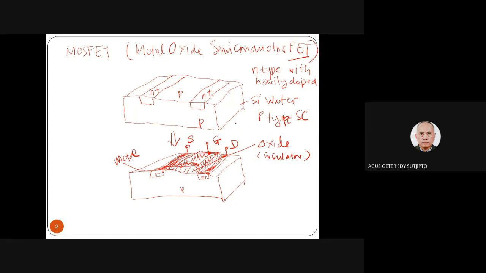Hot dog transistor, we call it the FET, field effect transistor. The simple field effect transistor that we have discussed, where the gate controls the current of the drain and source.